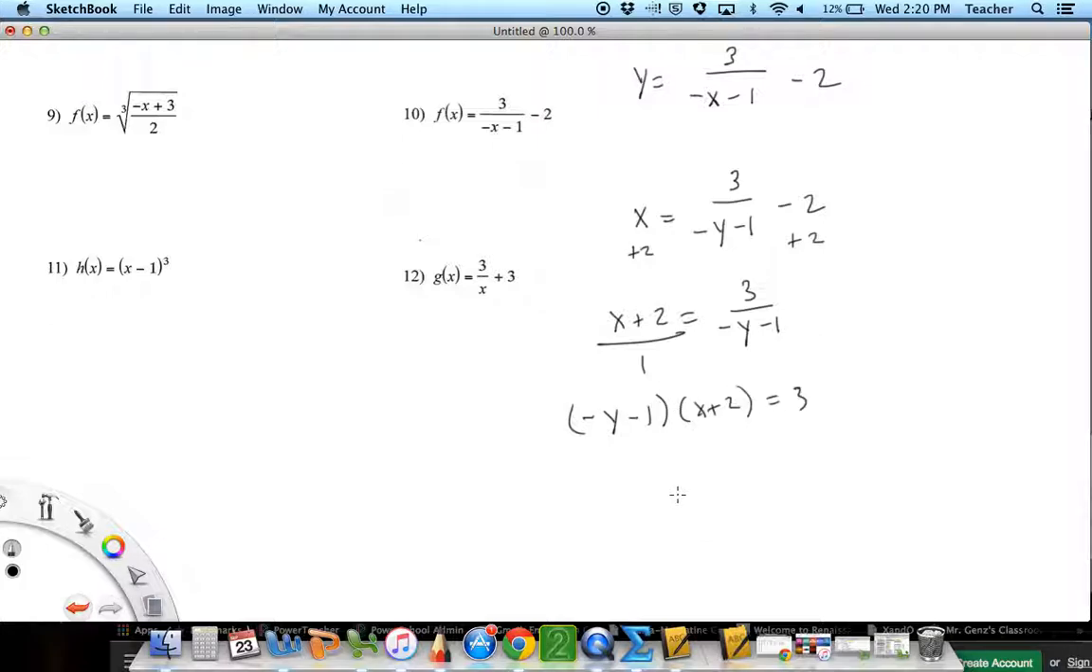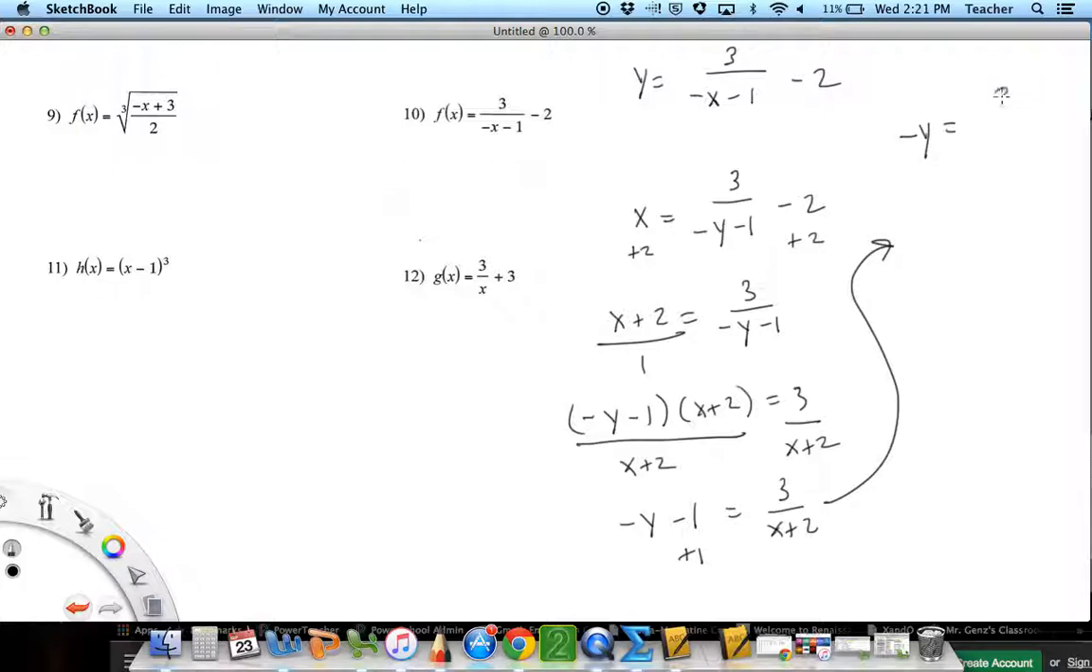All right. So we notice we're still in a bit of a predicament. It's not really helping us too much, but now let's say I divide by x plus 2. All right, now I have negative y minus 1 equals 3 over x plus 2. I'm liking what I'm seeing here. I start to see the end in sight. And then if I add 1 to both sides, I'll finish my work up here. So I have negative y equals 3 over x plus 2, plus 1. And then I need to divide by negative 1. And so I get y equals negative 3 over x plus 2, minus 1.